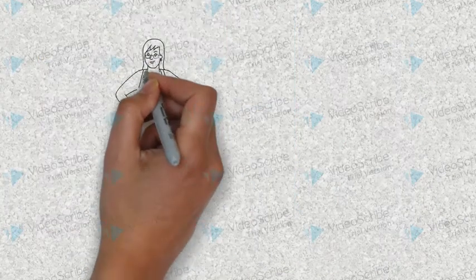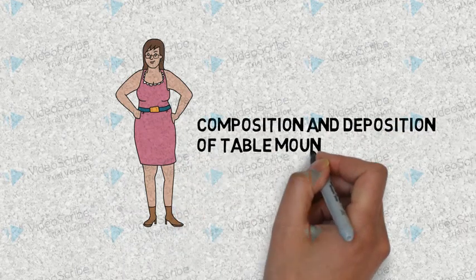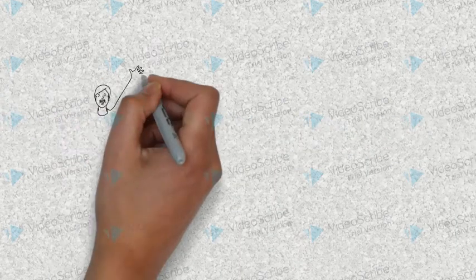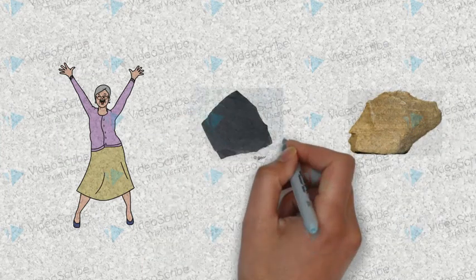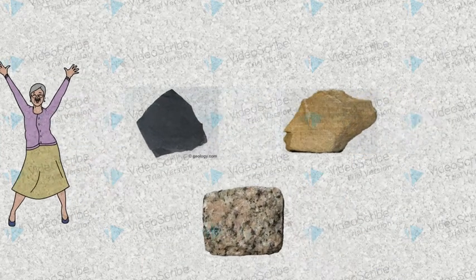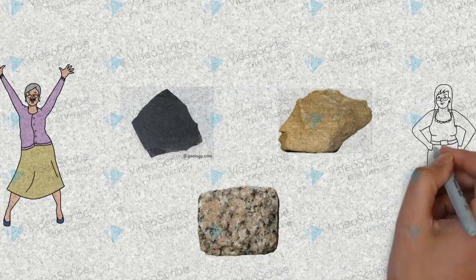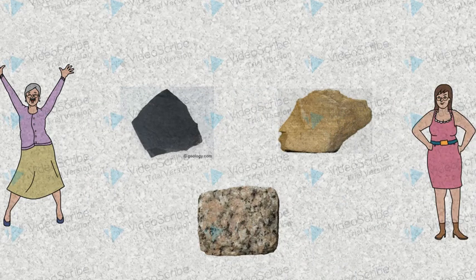Alright, feeding into our last topic, we should talk about what the caves are made of, and this leads into the composition and the deposition of Table Mountain. The mountain is primarily made out of sandstone, shale, and granite. We all know by now that the composition of rocks will always tell an interesting background story.